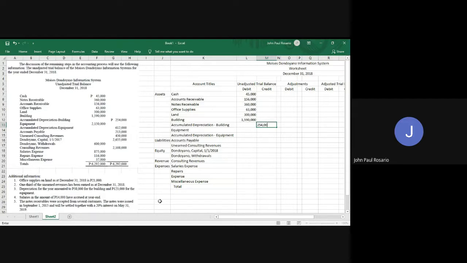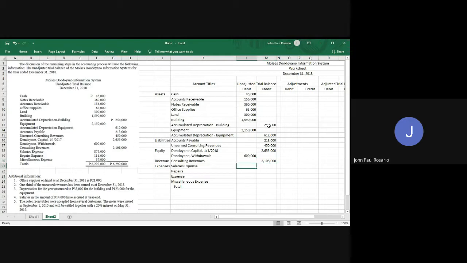Again, nganong kining accumulated depreciation gali kay naa sa assets pero naka-credit because this is what we call a contra asset account. Okay? So building 150. Okay, same another credit na 612 kay accumulated depreciation, a contra asset account. Now, two liabilities, so accounts payable 213, unearned consulting revenues 450, and then for our capital, beginning capital of 2,655,000. Then naa tay withdrawals na 600,000. Naa tay consulting revenues na 2,108,000.